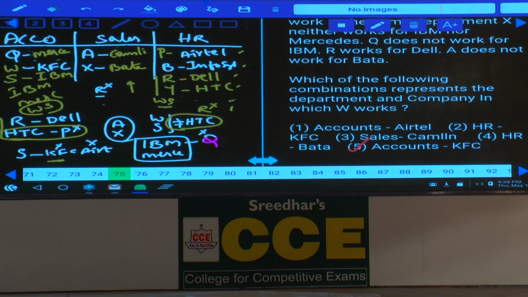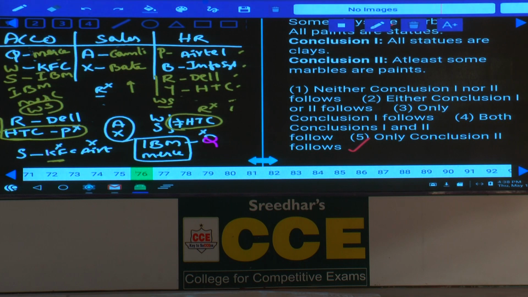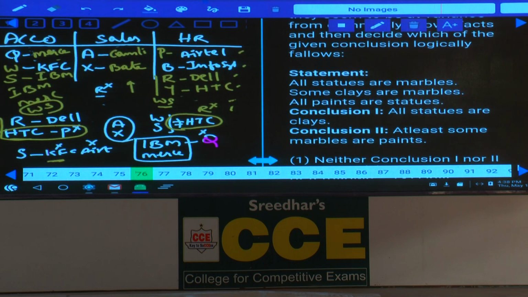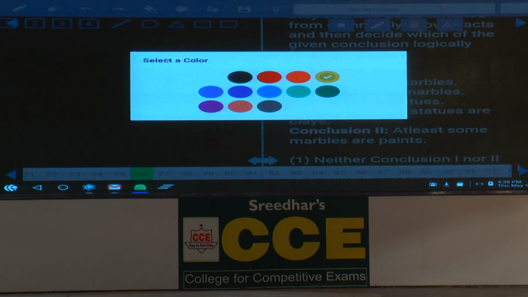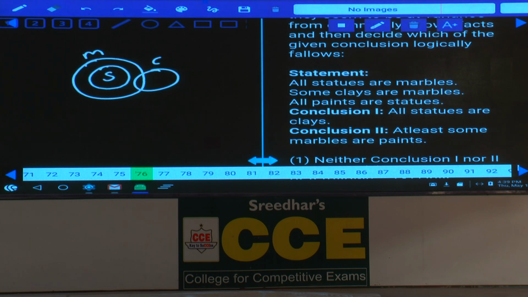And this is about question number 71 to 75. Then 76 to 80, now these 5 are based on syllogisms. Conclusion logically follows. All statues are marbles. And next one, some clays are marble, clay and marble. All paints are statues. Now these are statues and these are paint.